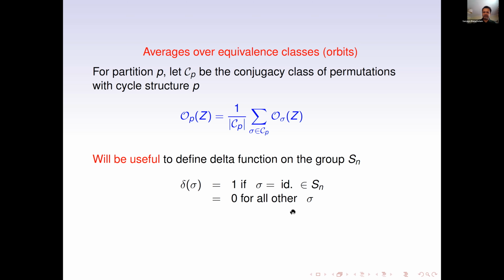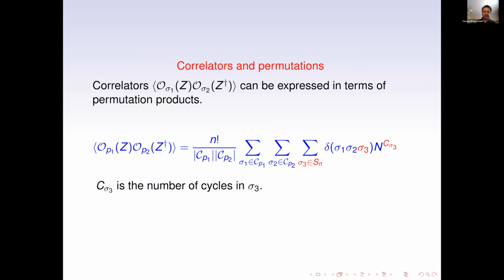So using this definition and these things, there are nice formulae for correlators in complex matrix models. If you take two observables, one holomorphic, one anti-holomorphic, you can write the answer for this correlator, which is obtained by doing Wick contractions in the complex matrix model. And what you encounter is a formula in terms of permutations in the first conjugacy class, the second one, and then there's a freely summed one, and there is a power of n, which is directly related to the number of cycles in that third permutation.